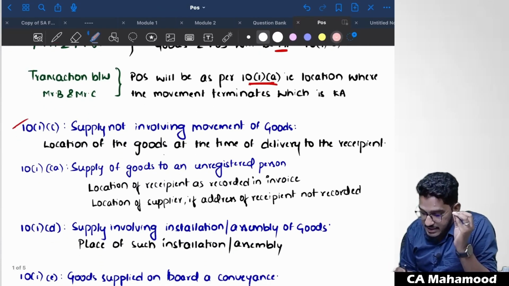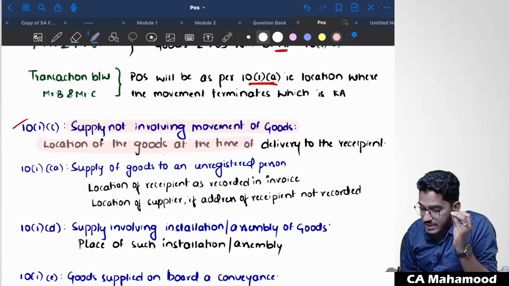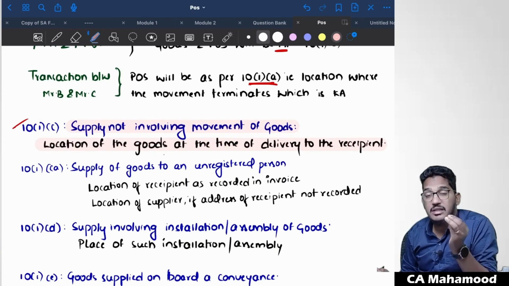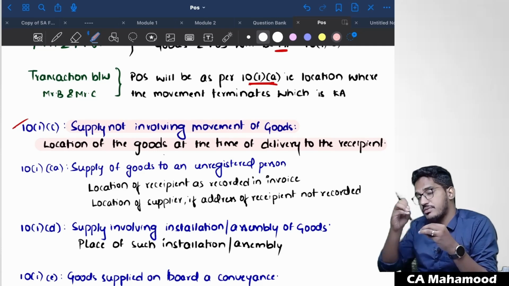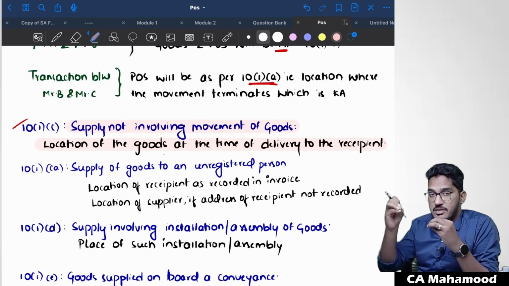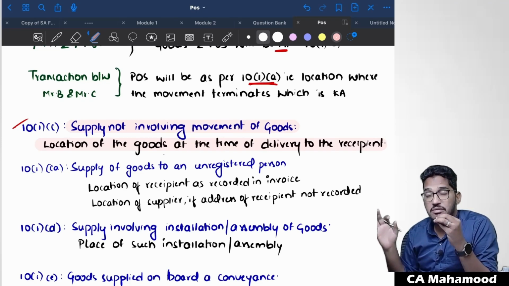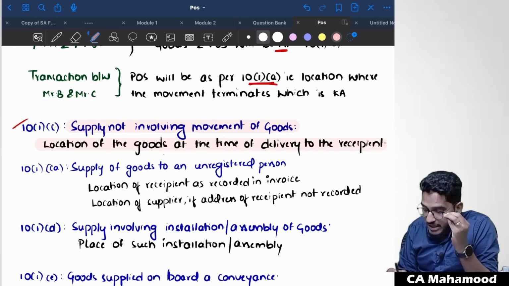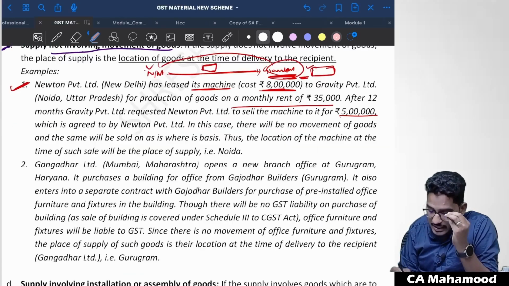It says, in case the supply does not involve any movement, in those circumstances the location of the goods at the time of delivery to the recipient, at the time when this transfer is happening, wherever the assets or goods are located, that will be the place of supply. So if we complete that question, these kinds of questions have high chances of getting tested in the examination.